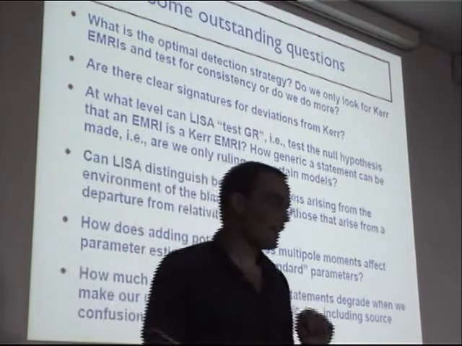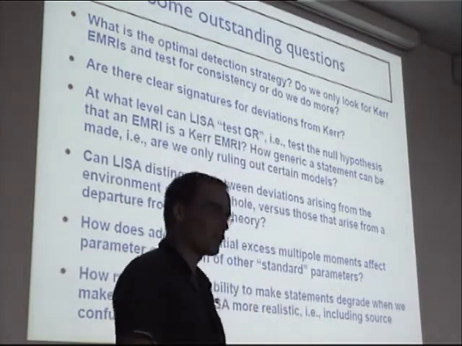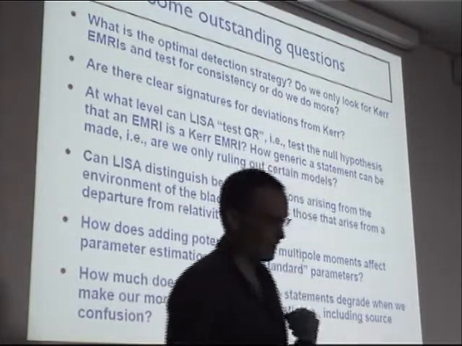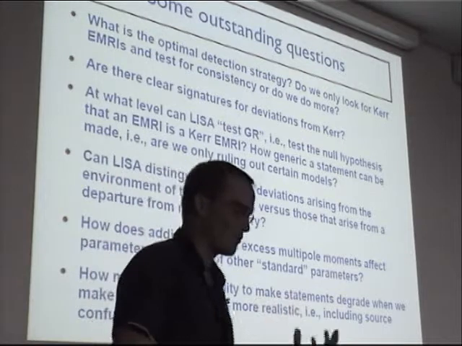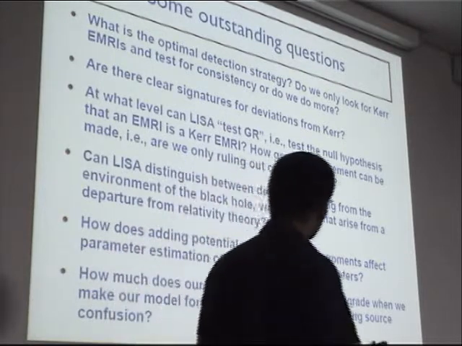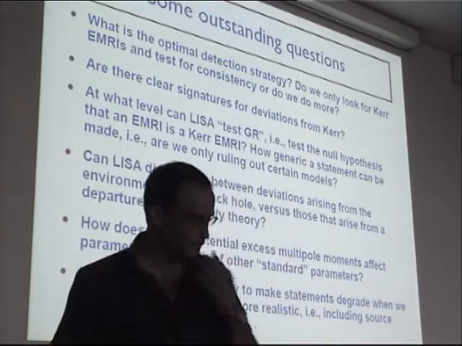Is there anything that's a clear signature for a deviation from Kerr? So something like the loss of the third integral would be a clear signature, but it's unlikely that we'll actually observe that in practice. But is there anything else that would be a sort of smoking gun for a deviation from Kerr?